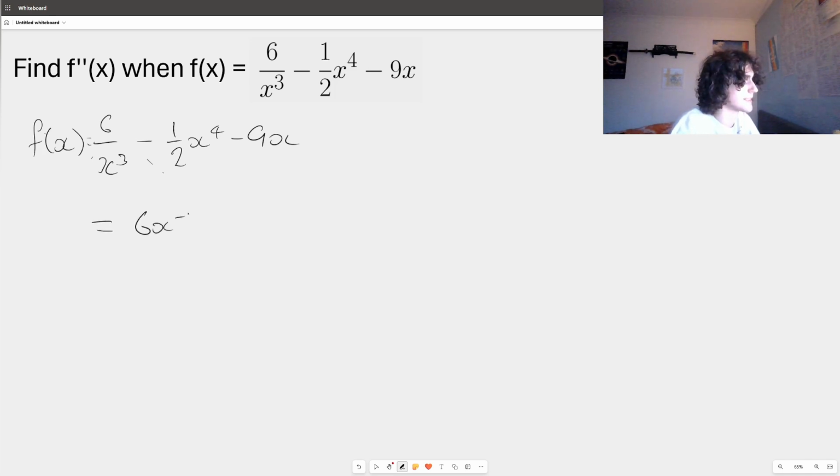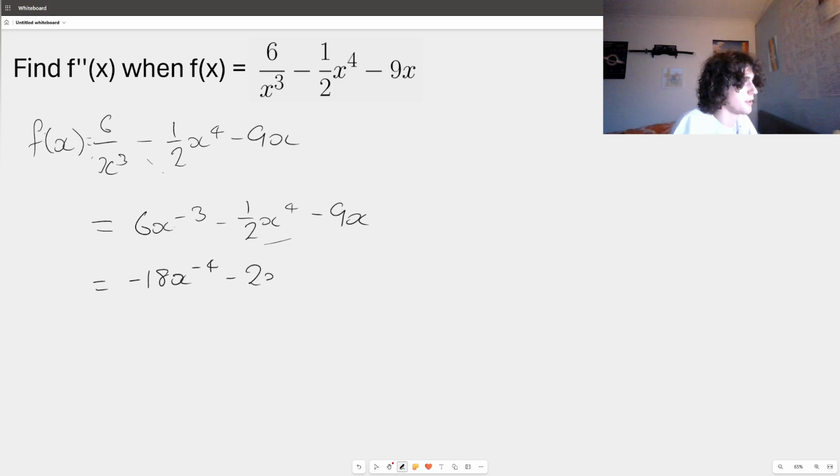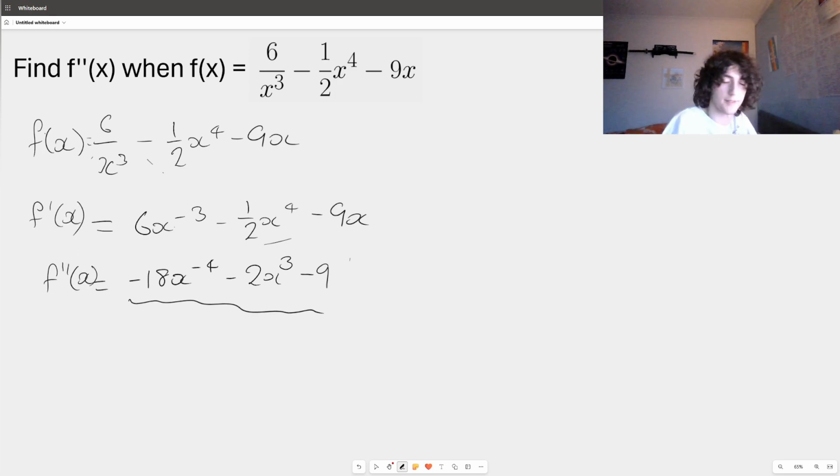So I'm going to rewrite this as 6x to the minus 3, minus a half x to the power of 4, minus 9x. Having everything set out in the same way makes it much easier to deal with them, as you're just doing the same thing to all of the powers. So let's multiply by the power, so this is going to become minus 18x, drop the power by 1, so it becomes a minus 4. Multiply up by the power, it gives us minus 2x, drop the power by 1, cubed. Multiply by the power is 1, drop the power to 0, and the x disappears. And this is our second differential f dash dash of x, where this is f dash of x.